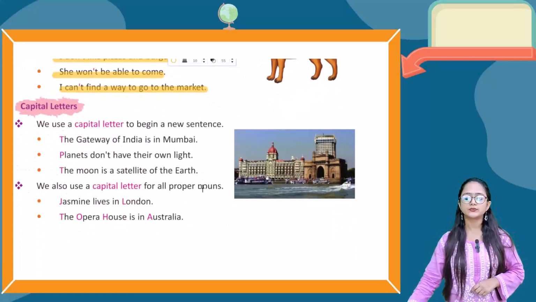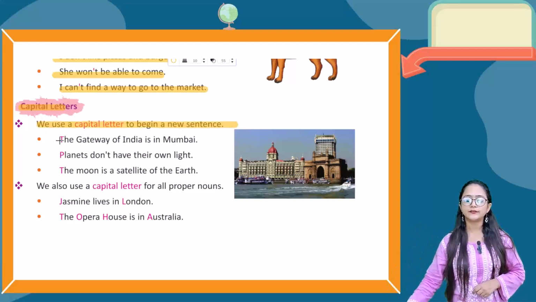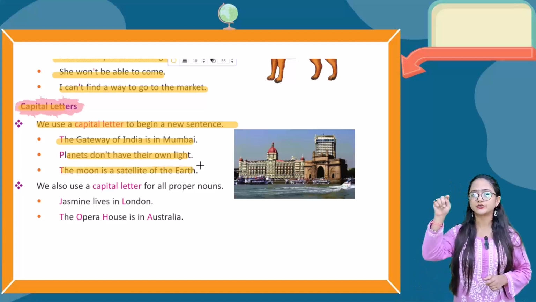Now let's know another type of punctuation, that is the capital letter. We use a capital letter to begin a new sentence. For example, The Gateway of India is in Mumbai. Planets don't have their own light. The moon is a satellite of the earth. Here you can clearly see that the first letter should be capital.